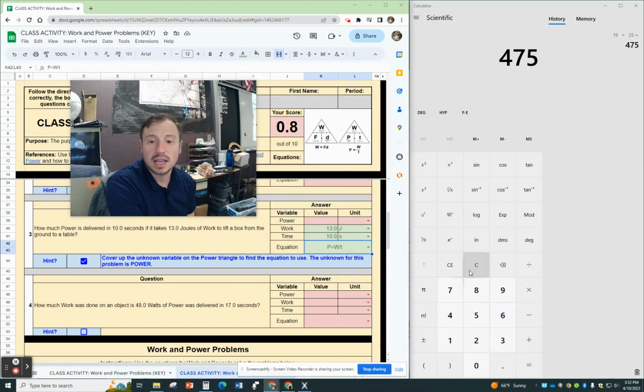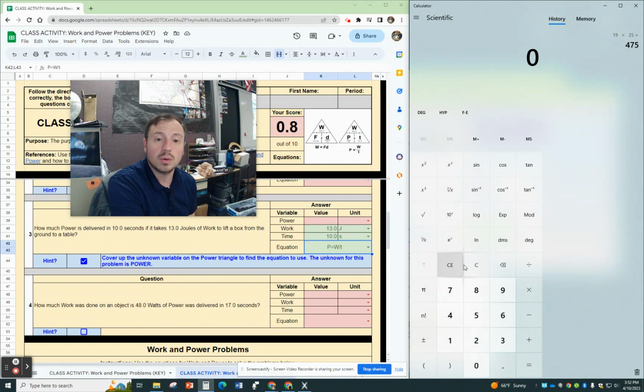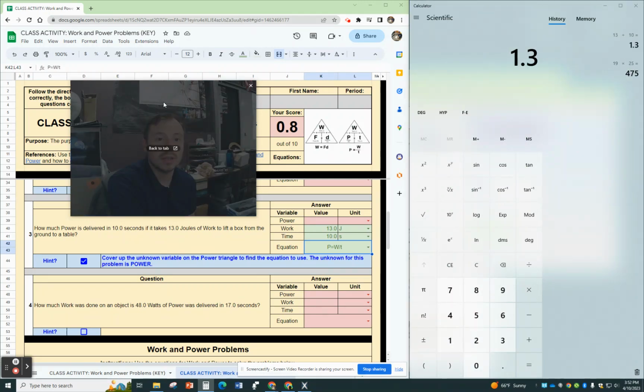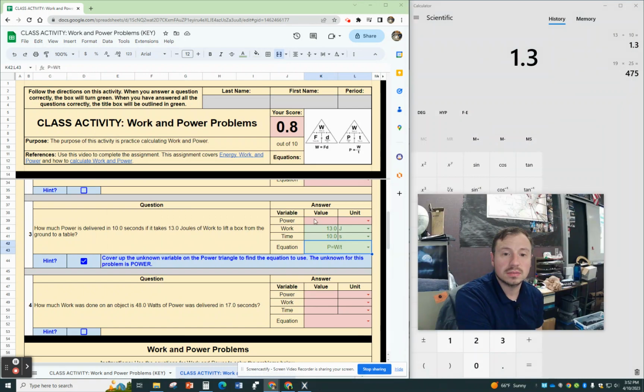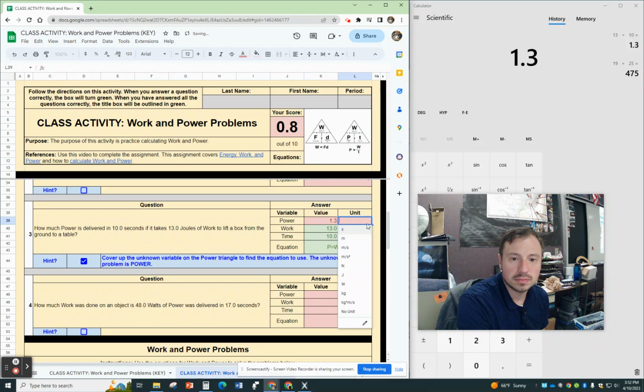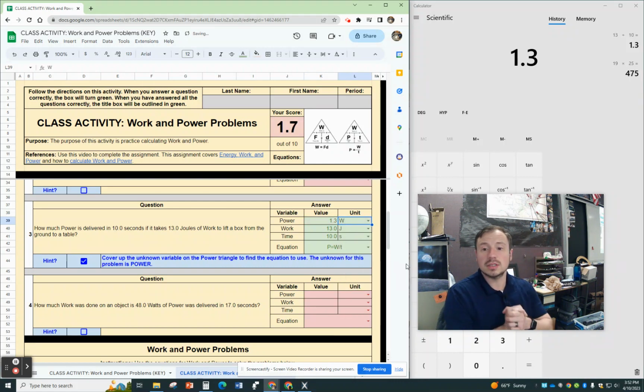So I'm going to come over here to this calculator. I'm going to clear everything out, and I'm going to take the work, which was 13 joules, divided by the time, which was 10 seconds, and I get 1.3 watts. 1.3 watts. There we go. So now it's correct.